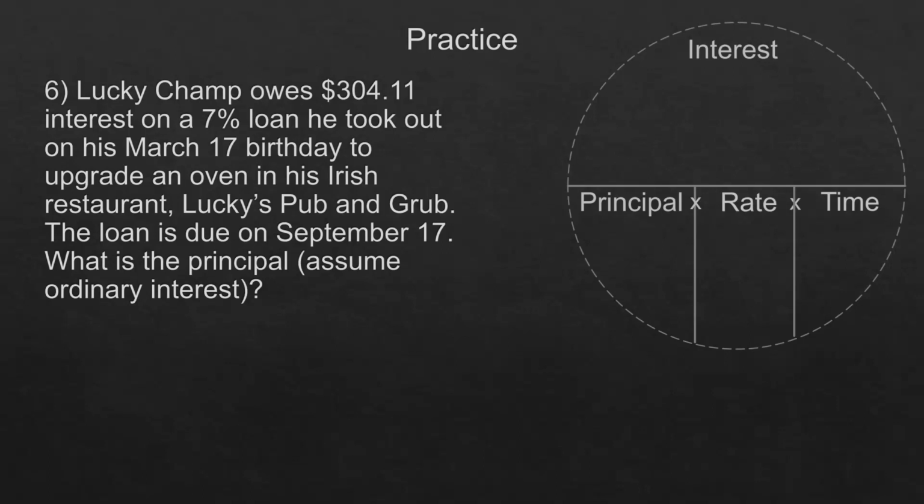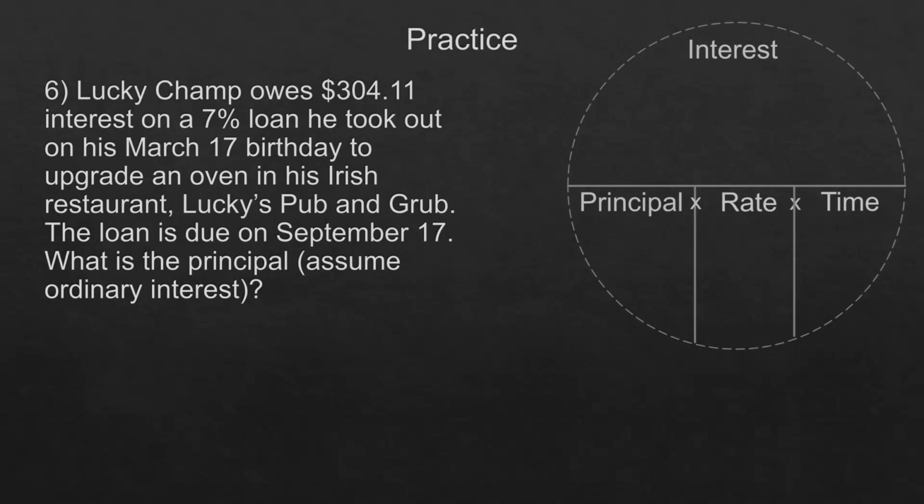Lucky Champ owes $304.11 interest on a 7% loan he took out on his March 17th birthday to upgrade an oven in his Irish restaurant Lucky's Pub and Grub. The loan is due on September 17th. What is the principal? Assume ordinary interest.